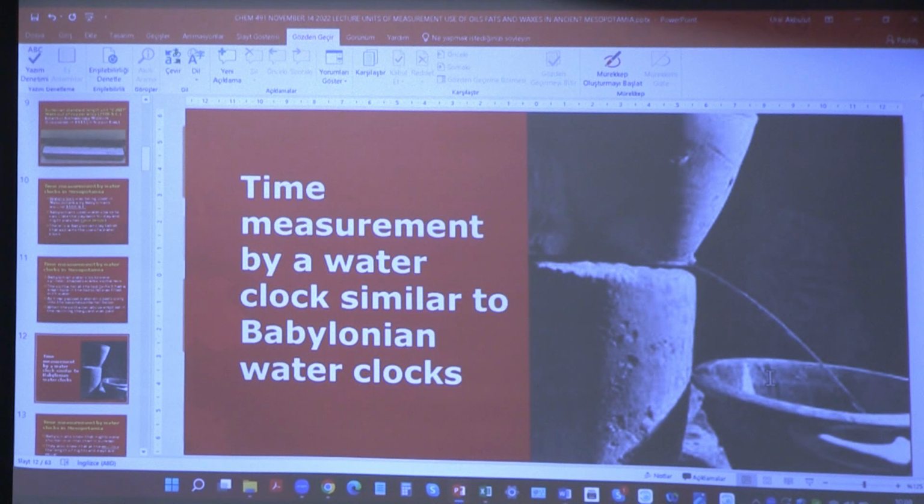because as the level of water goes down, the pressure decreases. Therefore, you get a smaller amount of water. But they didn't care, because they wanted the entire thing to get empty. But if you want to measure the time, then you have to make sure that the pressure in the top container is always the same.